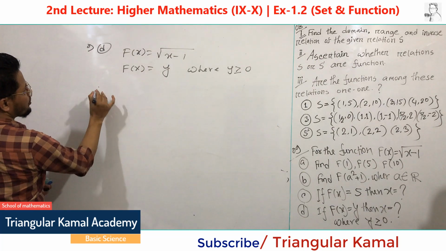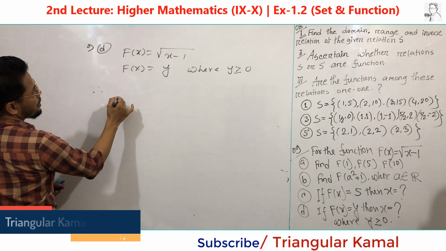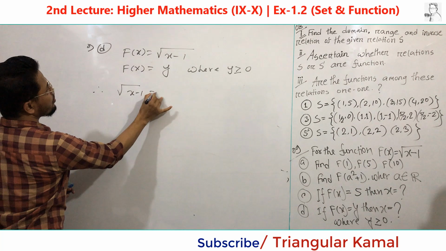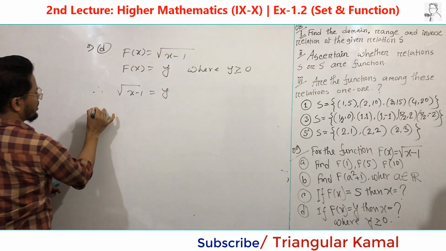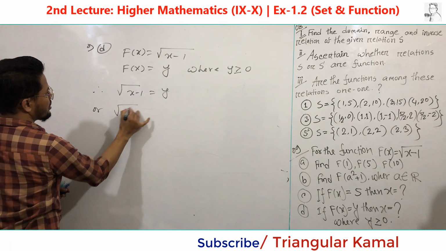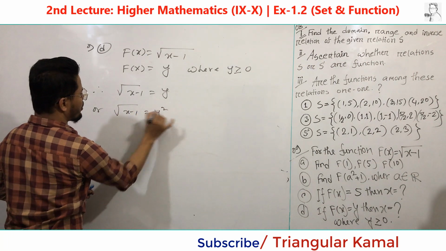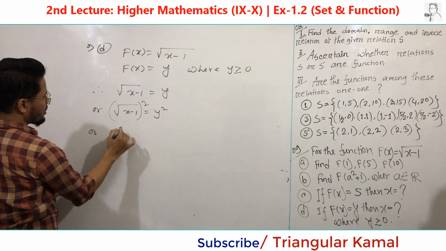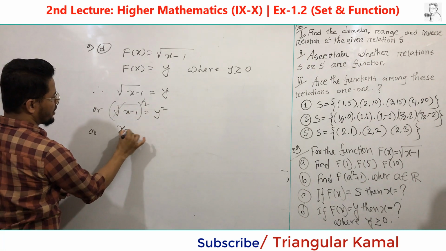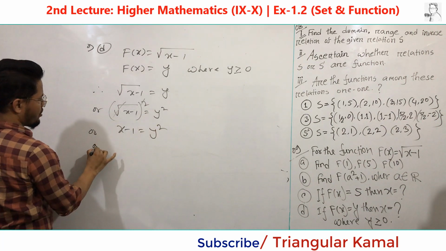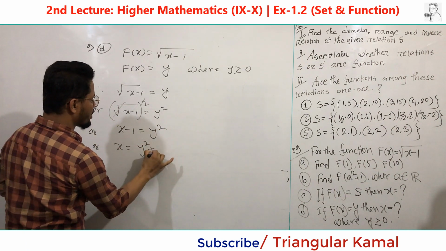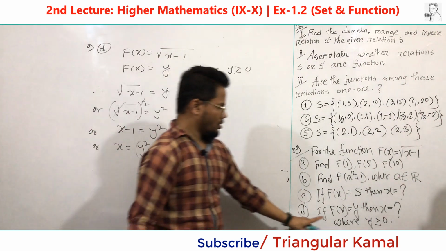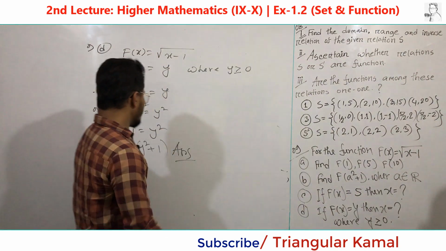Considering these two equations, we can write root over x minus 1 equal to f of x equal y. Now do square on both sides. x minus 1 equal y square, eliminating the square and root, so x minus 1 equal y square, or x will be y square plus 1, which is our answer, where y is greater than or equal to 0.